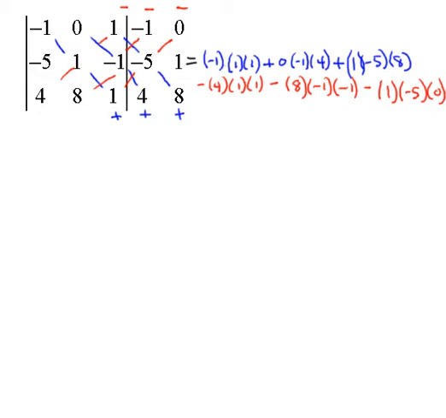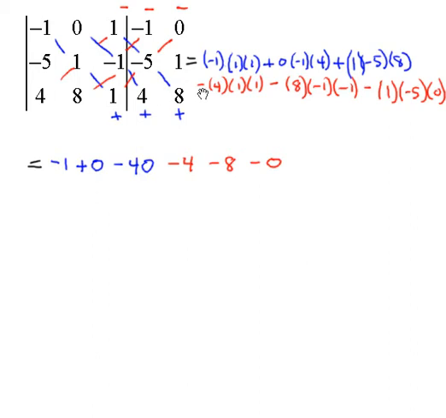So let's continue to work on this. So -1 times positive 1 times positive 1 is negative 1. 0 times anything is 0. 1 times negative 5 times 8 is negative 40.